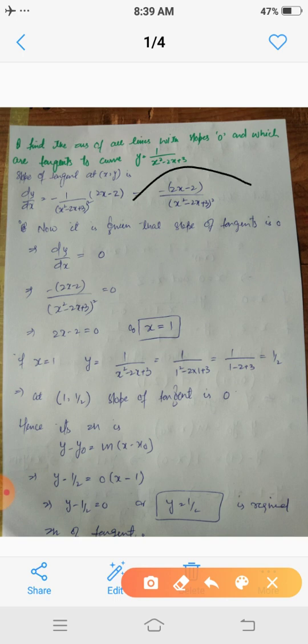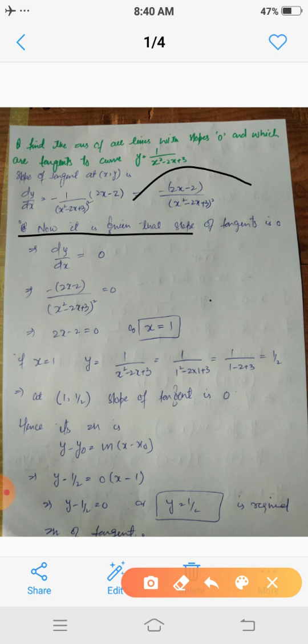We simply get minus 2x minus 2 upon (x square minus 2x plus 3) whole square. So this is the derivative, or simply the slope of the tangent at an arbitrary point x, y. Now we have to find the equations of lines with slope 0 and which are tangents to this curve. This means that the slope of the tangent is 0.